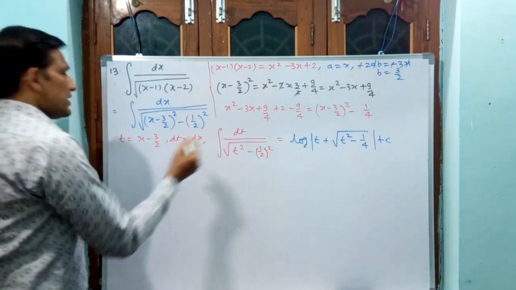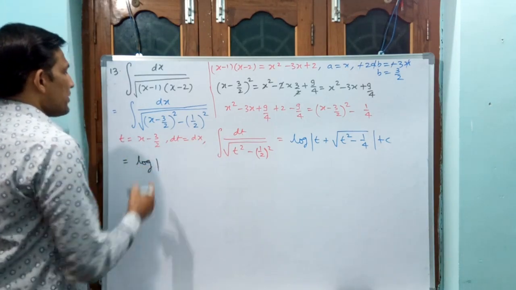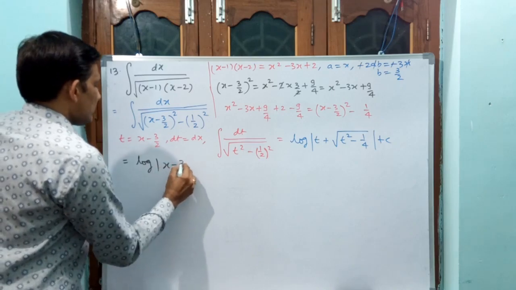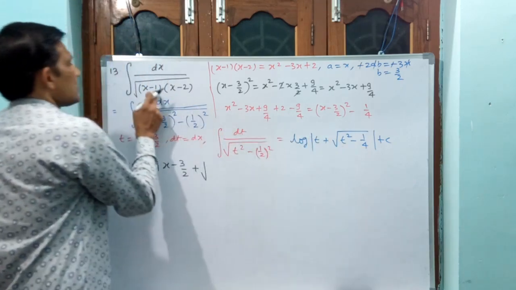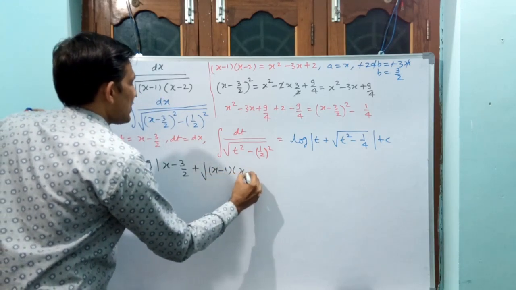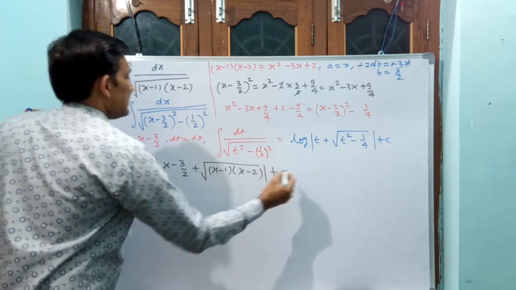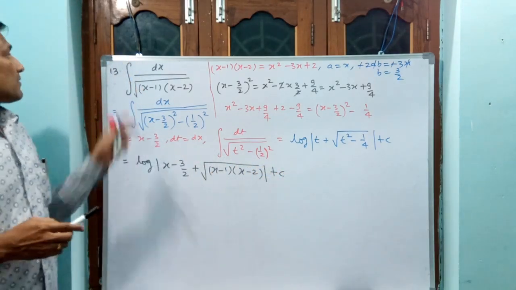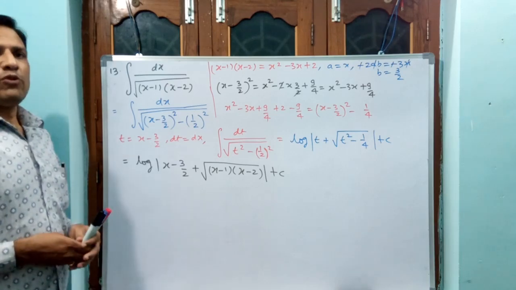Now substitute t also. Log of t means x minus 3 by 2, plus square root of the entire thing, which is (x minus 1)(x minus 2), modulus closed, plus c. This will be the answer for your question number 13. Take this. We will go for the 14th question.